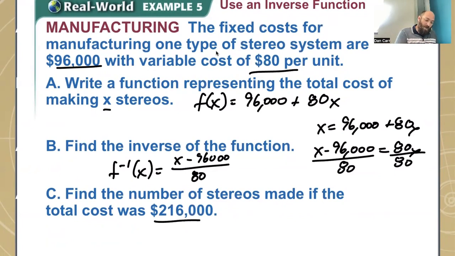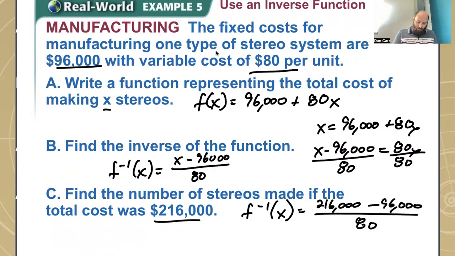So find the number of stereos made if the total cost was 216,000. Well, that's what my inverse function is representing. This is the inverse, and this is representing the number. My output is going to be number of stereos with a cost of 216,000.